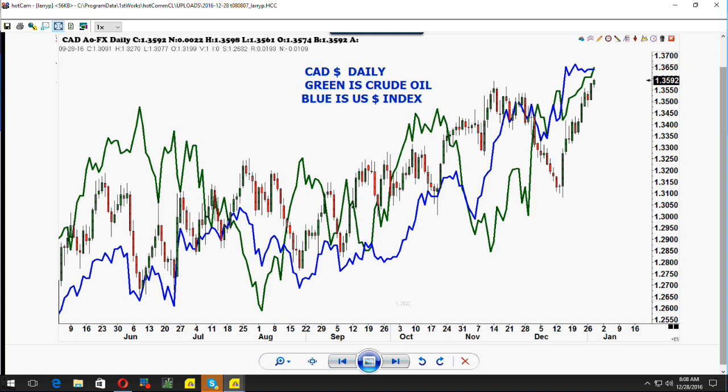Now, the next chart that I wanted to bring to your attention is the chart of the Canadian dollar. This is the U.S. dollar versus Canadian dollar. What I've done is overlaid the price of crude oil, which is the green bar. And as you can see, the correlation here is extremely high. And then the blue line that you see there is the U.S. dollar index. So you see how important the price of crude oil and the price of the U.S. dollar is to the Canadian dollar.